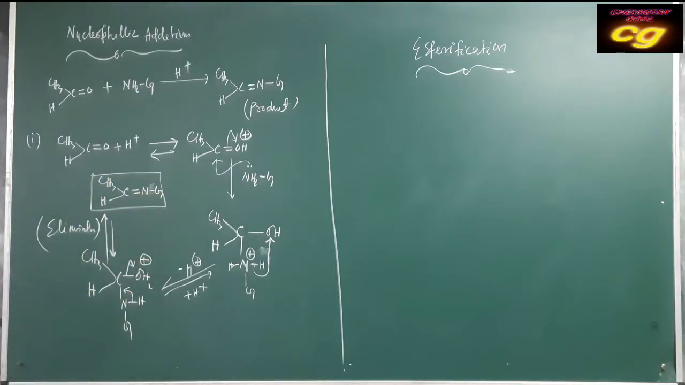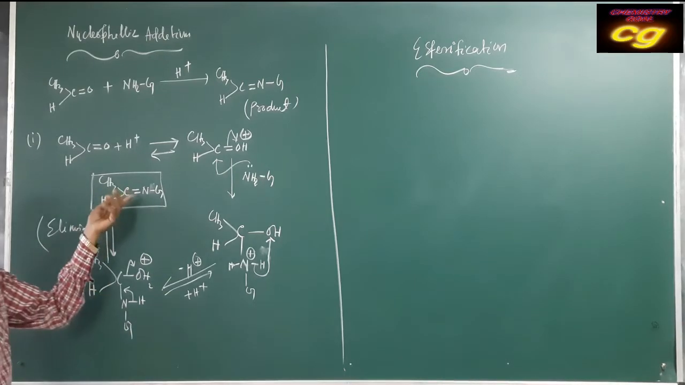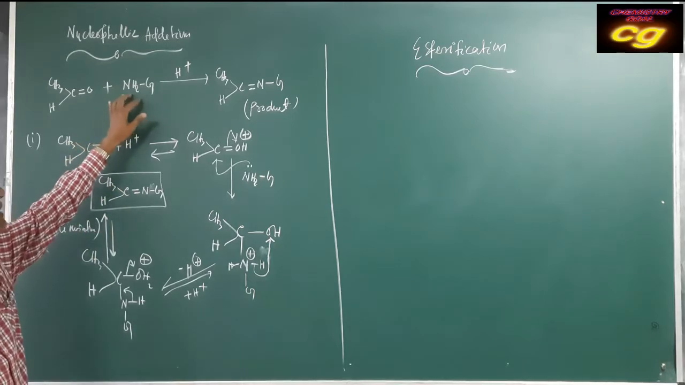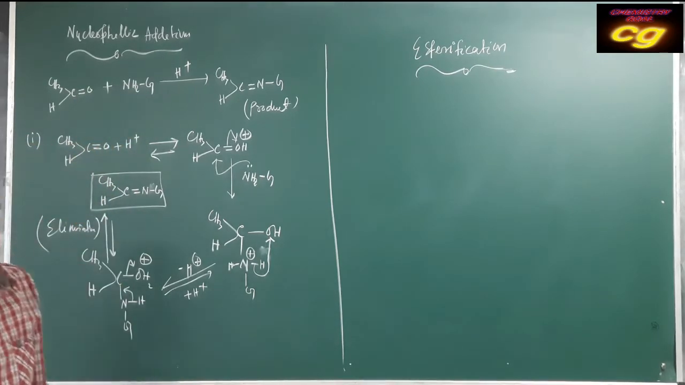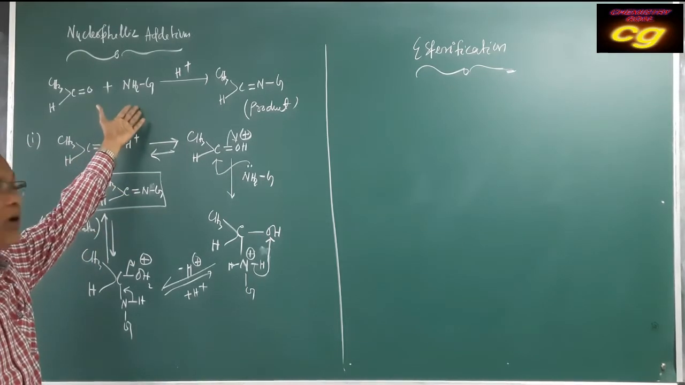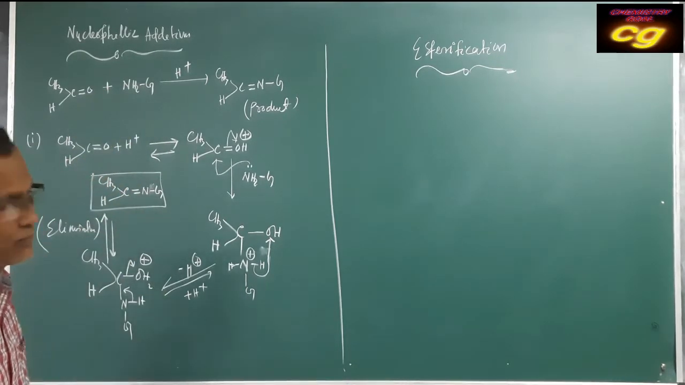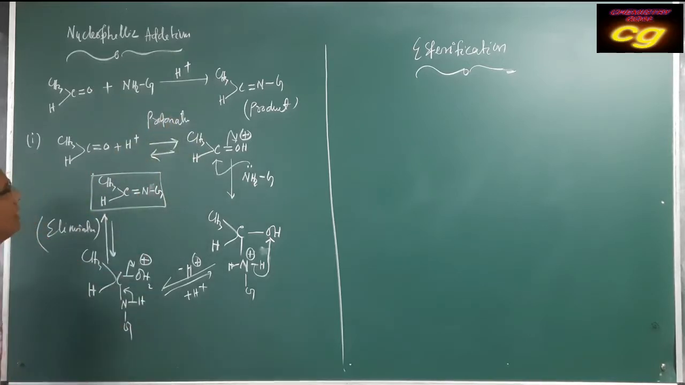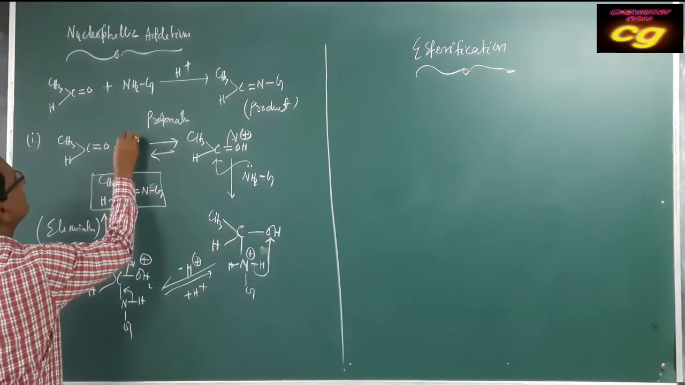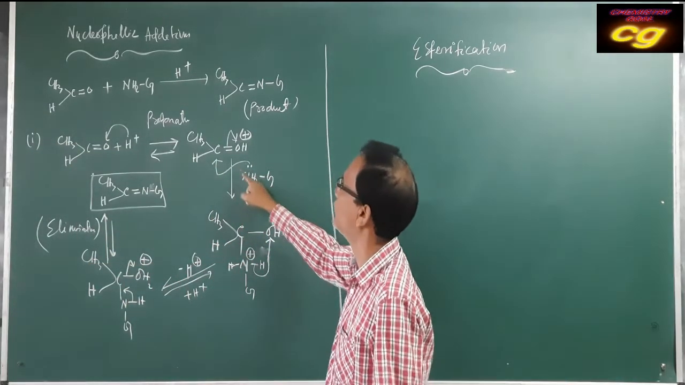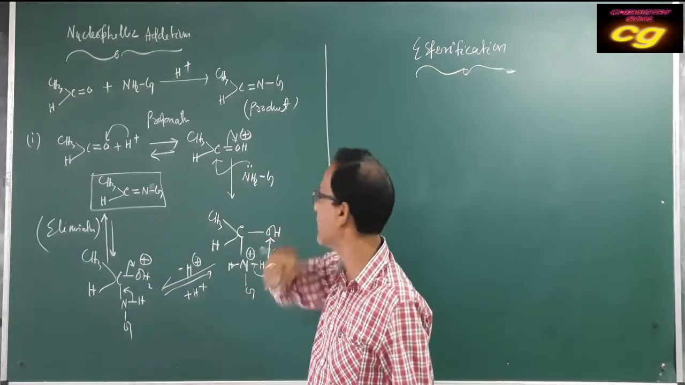That is called what? A substituted derivative, that is, an amine derivative of aldehydes and ketones. The product name depends upon what type of substituted amines are used. So here the main step is protonation. You see, addition of H+ is protonation. Then the nucleophile attacks the positively charged carbon center.